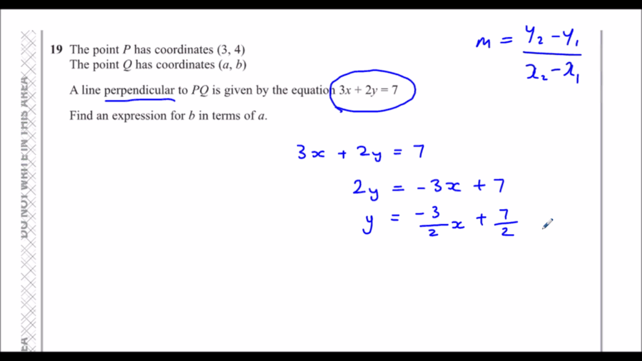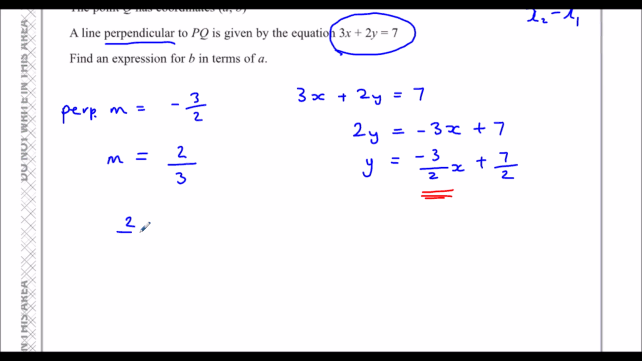So I've got y equals minus 3 over 2x plus 7 over 2. Now it's in the form y equals mx plus c. This is the gradient, so minus 3 over 2. So the perpendicular gradient: m for gradient, perpendicular m is minus 3 over 2, which means the gradient is flipped and sign changed, the negative reciprocal. If I flip it, it goes to 2/3, and it was already negative, so it becomes positive. So I know my gradient is going to be 2/3.